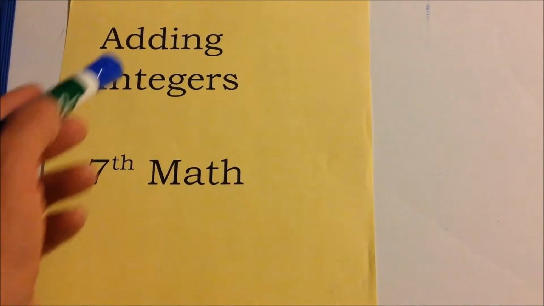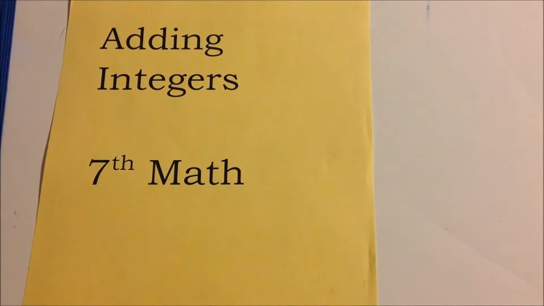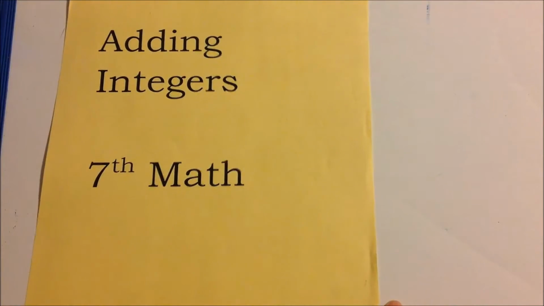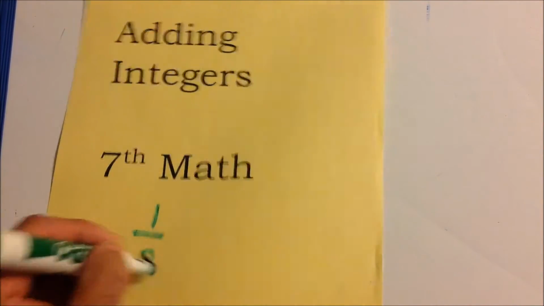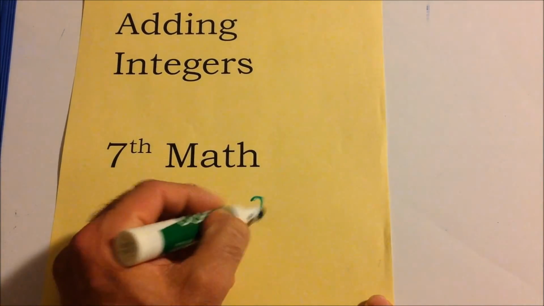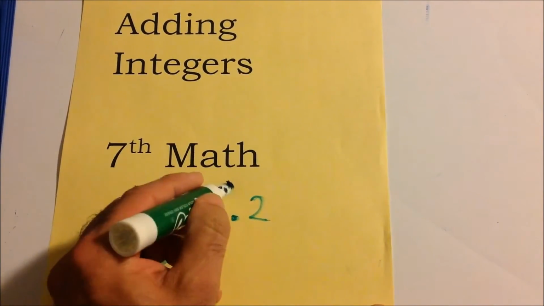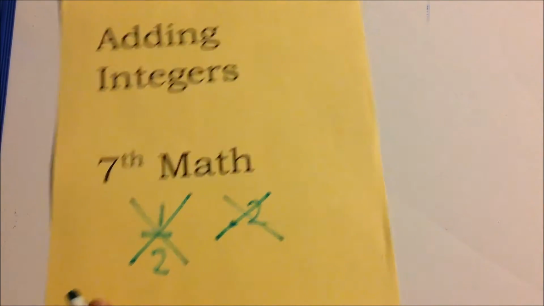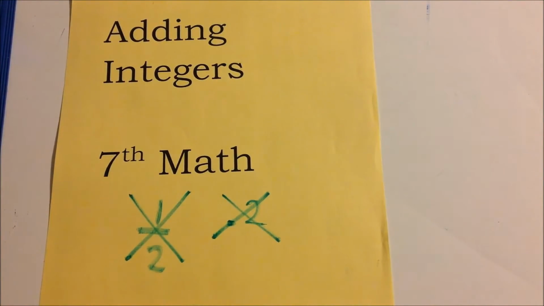Okay, here's our video on adding integers. So the first thing we need to know is what's an integer? Well, an integer is any number that's not a fraction or a decimal. So 1/2 is a fraction that's not an integer. And a decimal, 0.2 for example, is not an integer. Okay, so again, an integer is any number that's not a fraction or a decimal.